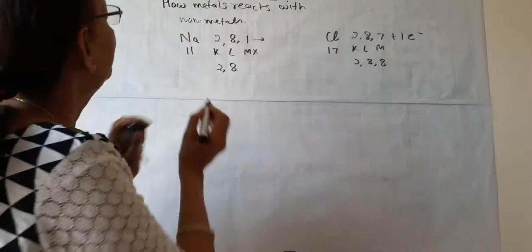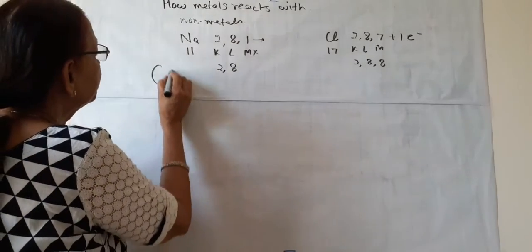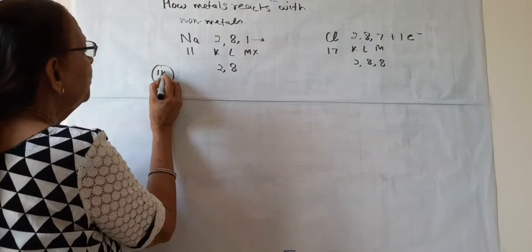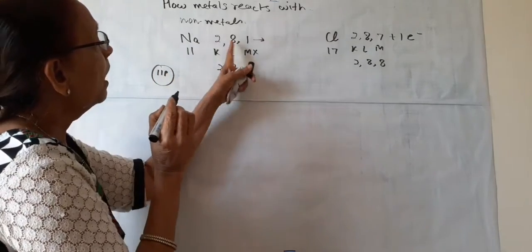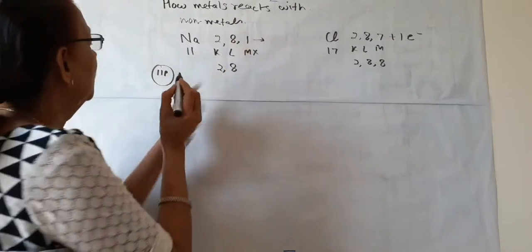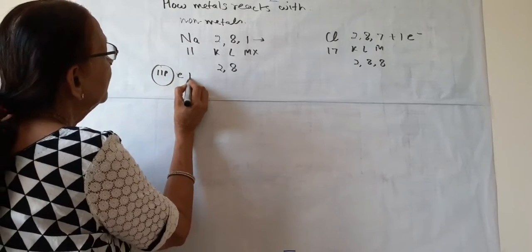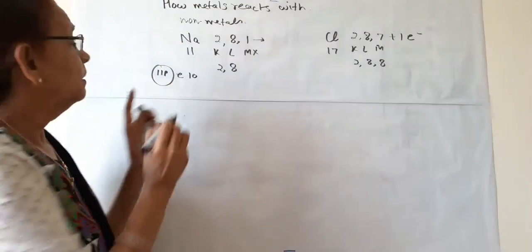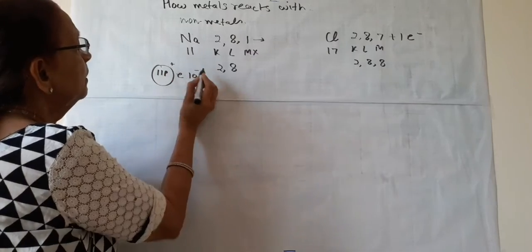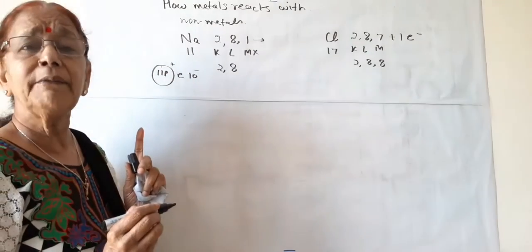But what will happen here, sodium will have 11 protons, and now one electron has gone. So now the number of electrons will be 10. So the protons are positively charged and electrons are negatively charged.